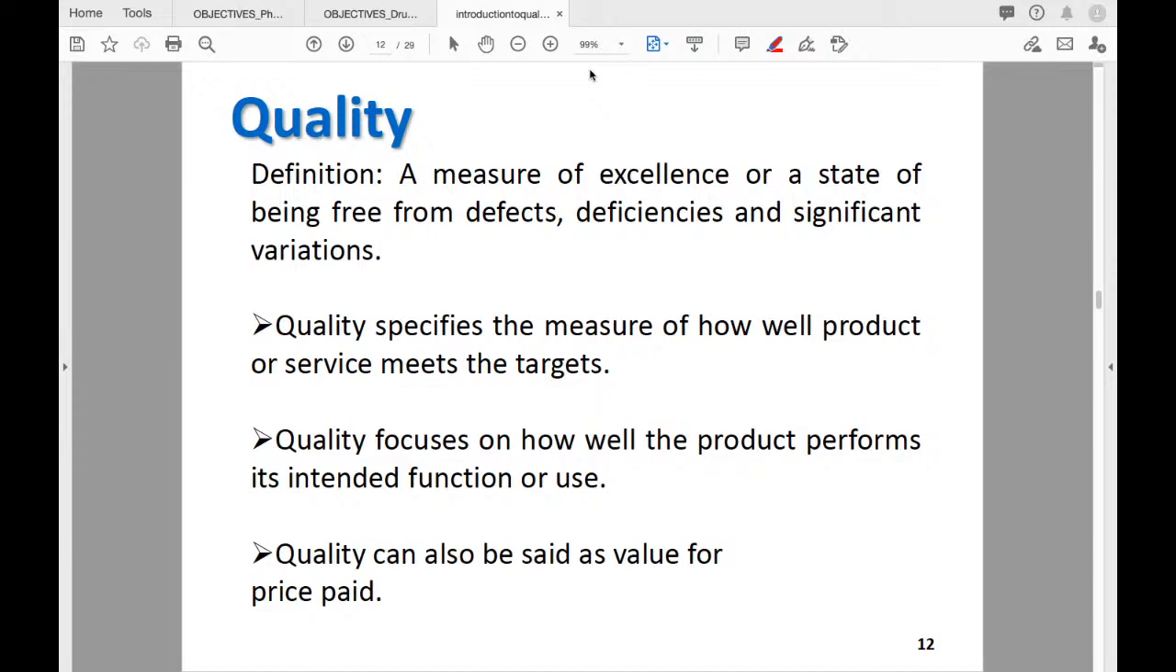Once they are in the market, whether it will serve its functions or use. Third, quality can also be said as value for price paid. Whether the money you are paying for the product is worth it. Is it too much? Is it less? That also makes a lot of sense.